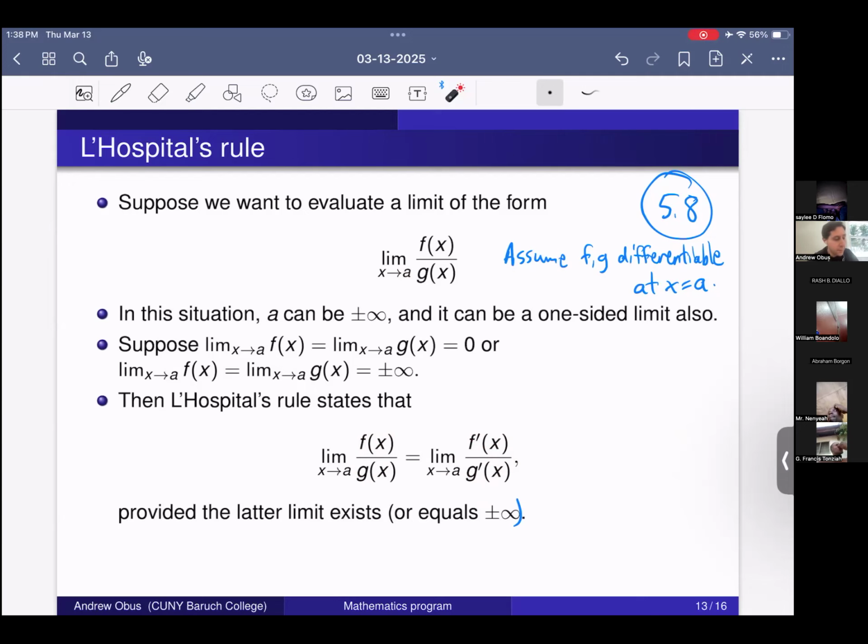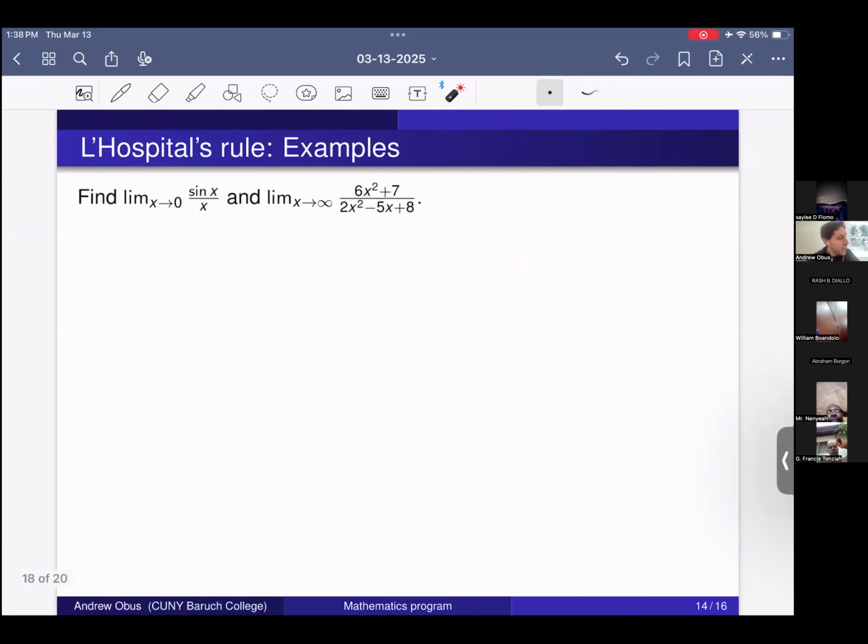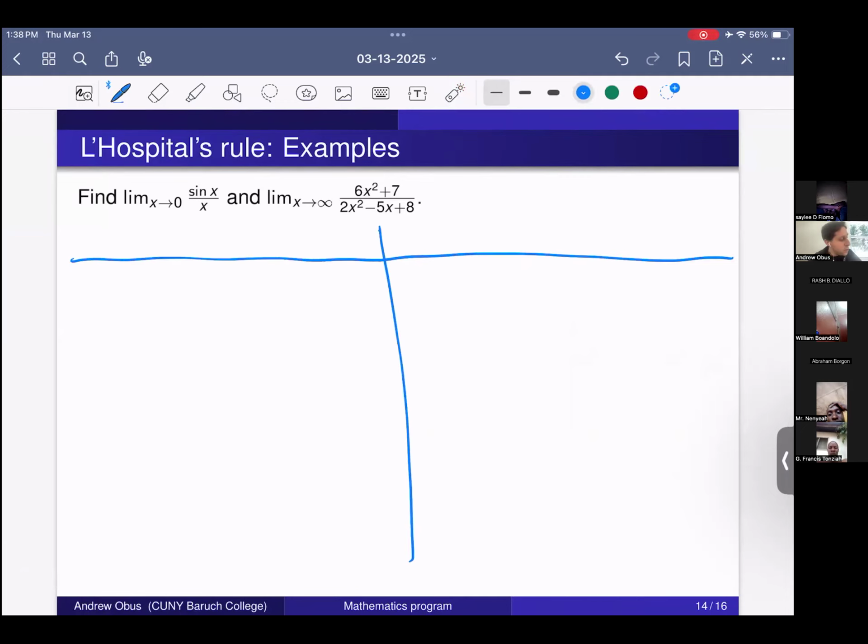Okay, so what's nice about L'Hopital's rule is it's usually a very, very easy way to evaluate limits. Okay, so an example, I've got two examples here. So we have the limit as x approaches 0 of sine of x over x. And here we have the limit as x approaches infinity of 6x squared plus 7 divided by 2x squared minus 5x plus 8.